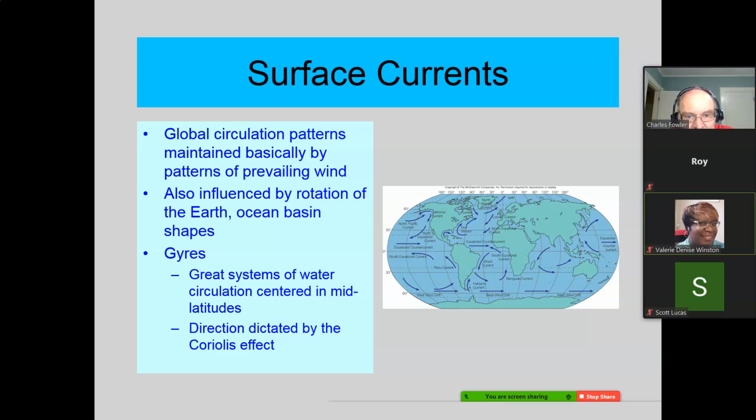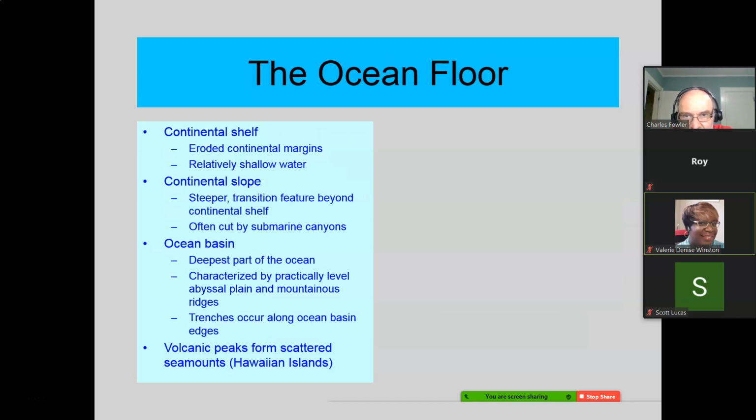Okay. Now, let's look now at the, and by the way, density currents were on 624 or 2419. The surface currents, the last slide, was 2420 or 625. Flipping over to 24.3, we're going to talk about the ocean floor.